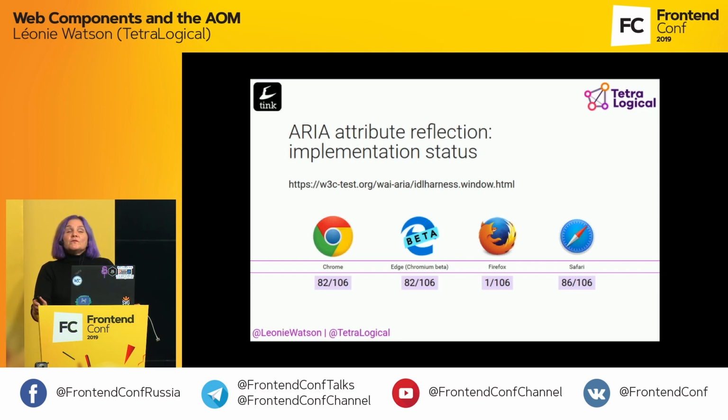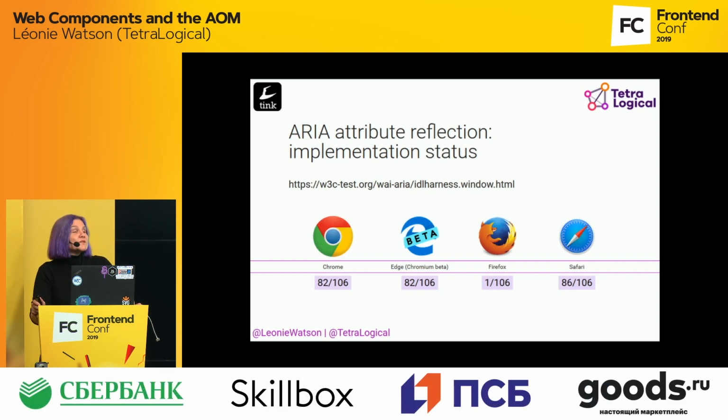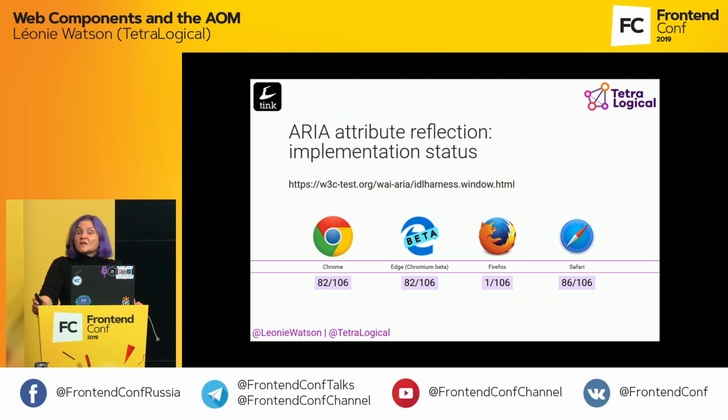The URL on screen, if you go to it in Safari, you will see the test results. There's 106 tests at the minute, and Safari passes 86 of them. If you enable the accessibility object model flag in Chrome and do the same, you'll see that it too passes, I think, 82 out of 106 tests. So that's a quick way to keep track of the ARIA reflection state of support at the moment.